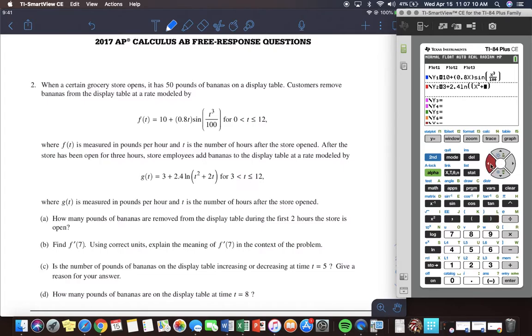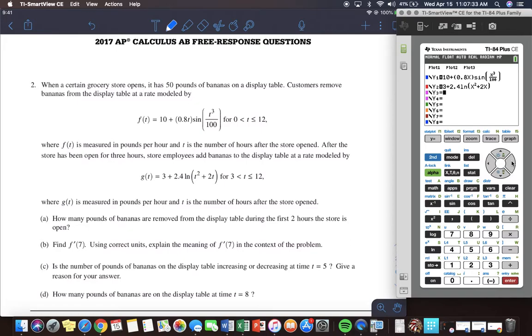I got an extra parenthesis in there. Let's get rid of that. And I forgot an x. Of course I did. Okay. So everything looks good there. So I've got my 2 equations typed in my calculator. So let's go ahead and start working through the problem.